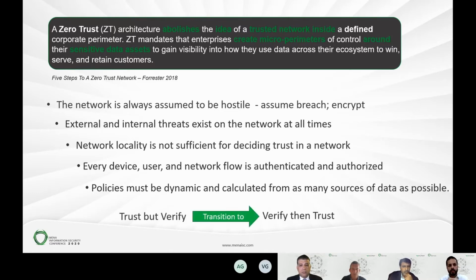The other point that's important to sum this slide up is that traditionally, as Ronald Reagan said, we would trust but verify. We're moving that paradigm to verify then trust. So implicitly, there is no trust.